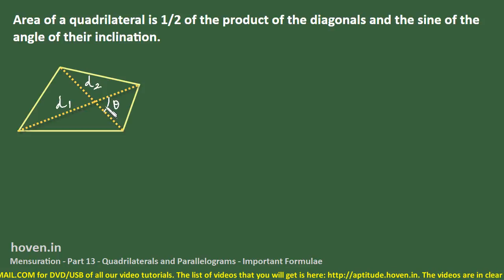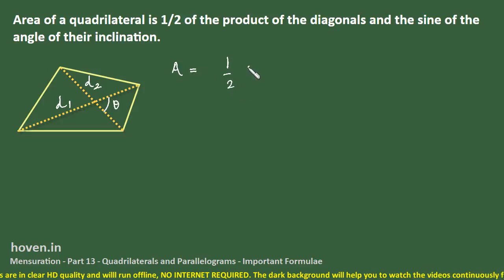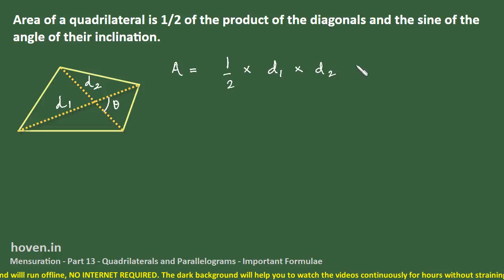It could be any angle, this angle, this angle, this angle. This will be vertically opposite, this will be supplementary. Any option is there out of these four possibilities. If you know any angle theta, then the area of this quadrilateral is given by the formula half into d1 into d2 into sine of theta.